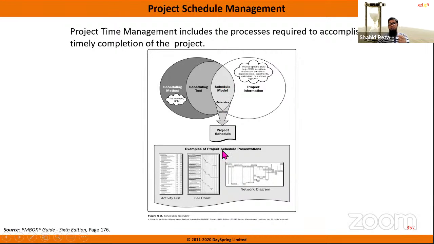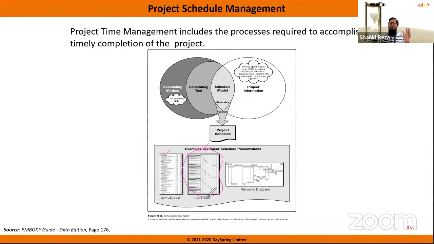From that schedule model, you can present the project schedule in different formats. For example, you can use this format. This is actually an activity list with dates. Also, you can use this. This is actually the classic one, right? Bar chart or Gantt chart we use. All activity names, start date, finish date, then the Gantt chart. This is mostly used in all projects, especially big projects.